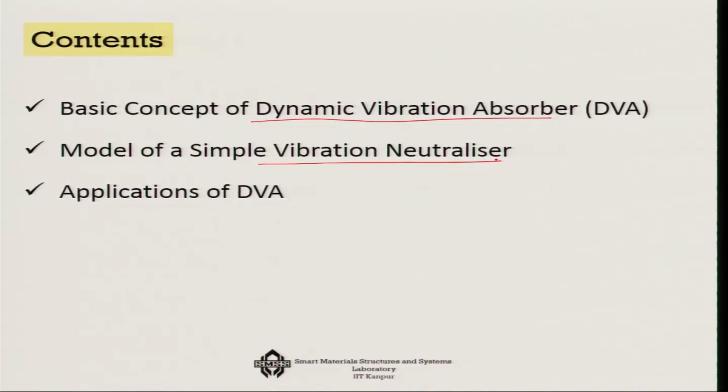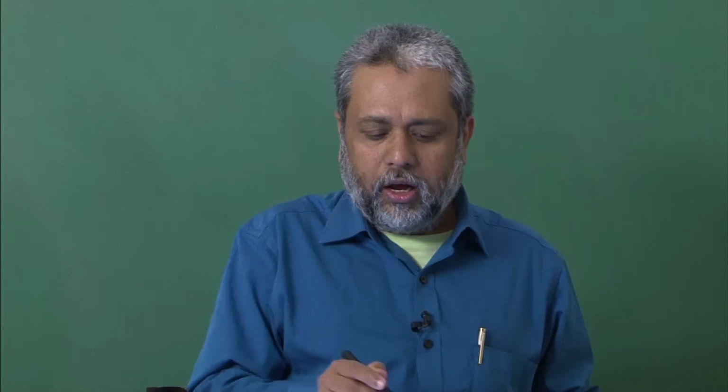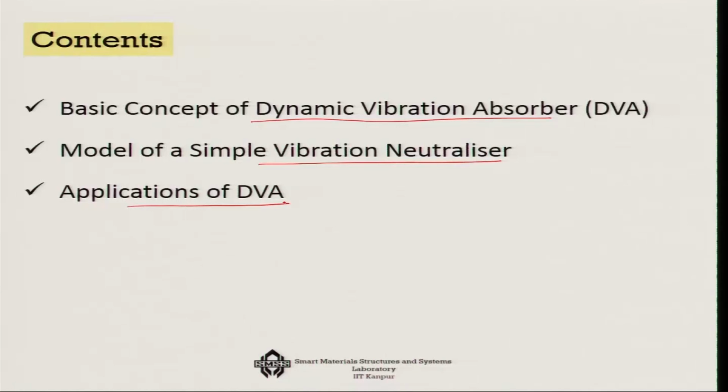You have seen a very similar thing in the beginning of the course, and you can just watch that once more: the Stockbridge damper, which is a very simple vibration neutralizer used in power transmission. We will see the model of that kind of system, and we will also see some of the applications of the DVA, or dynamic vibration absorber. So, let us first talk about the basic concept of a dynamic vibration absorber.